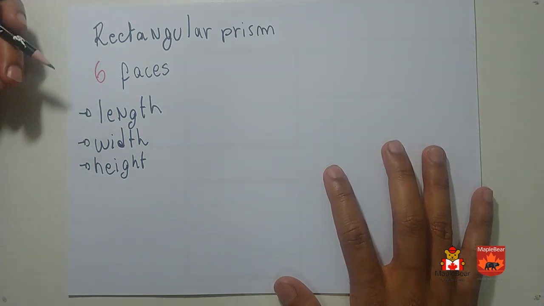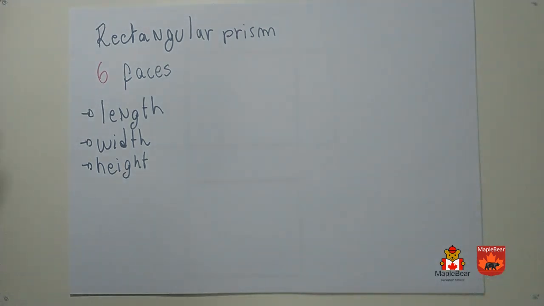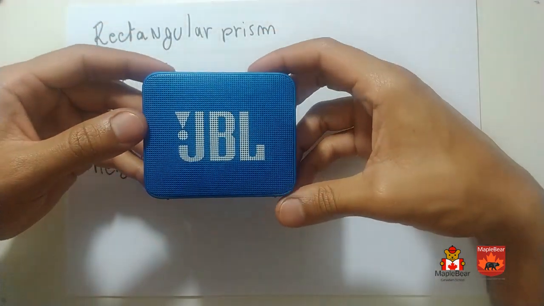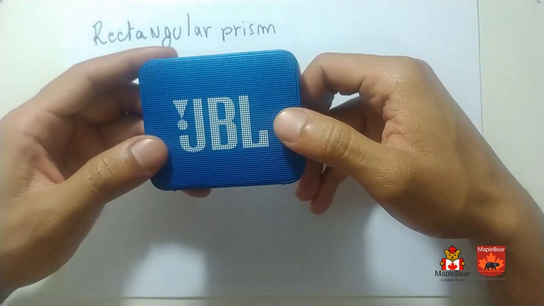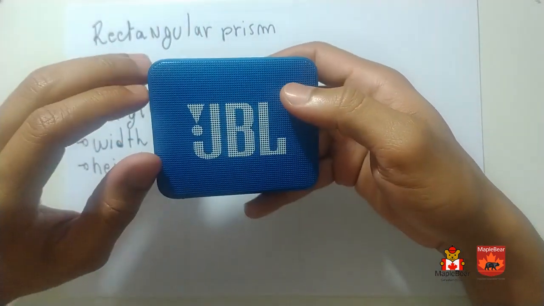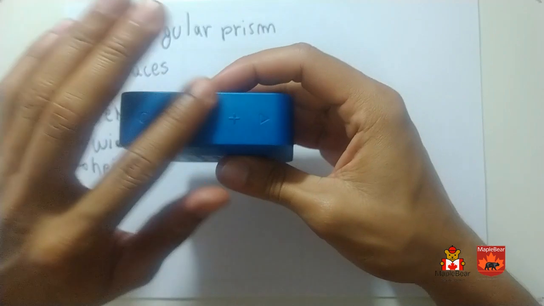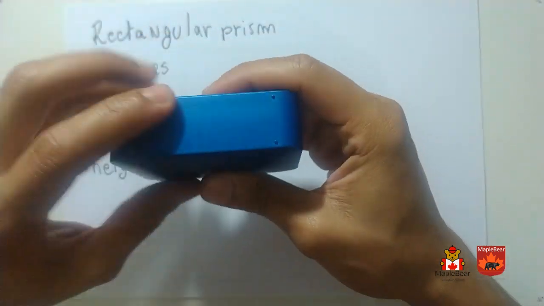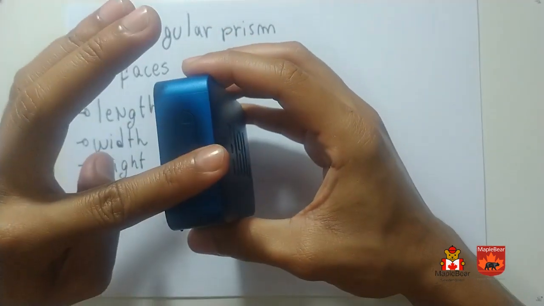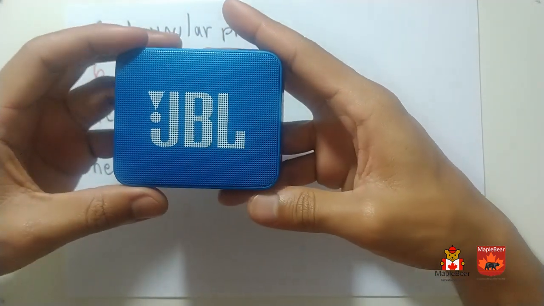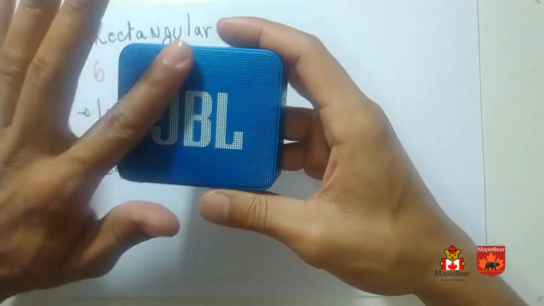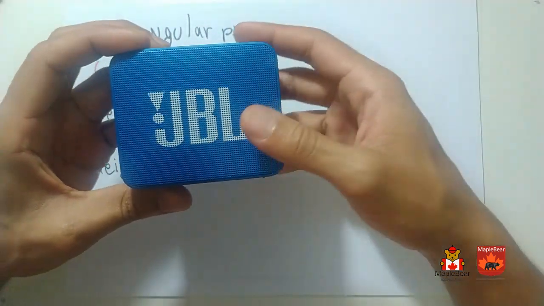Cool? And here I've got one object from my home that we can use as an example, okay? My speaker here, a small JBL merchandising. It has 6 faces: 1 face, 2 faces, 3 faces, 4 faces, 5, 6, and all the faces are rectangles. It's not exactly a rectangle, but let's consider it one for our experiment today.